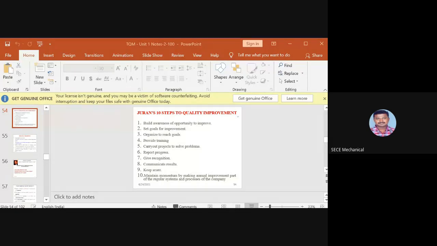Okay, so this is Juran's 10 steps of quality improvement. Next is the Juran philosophy.